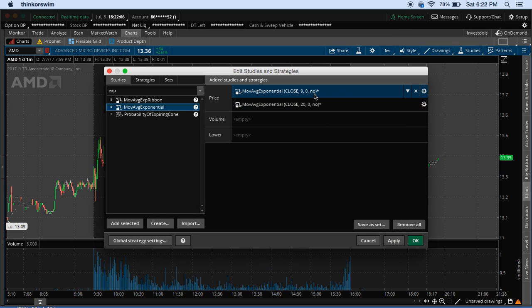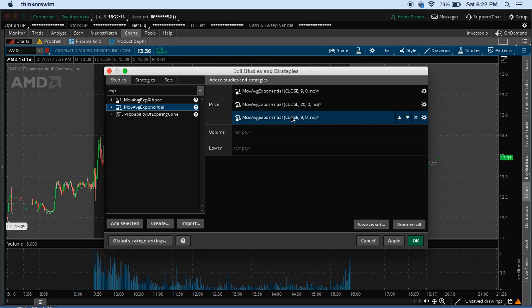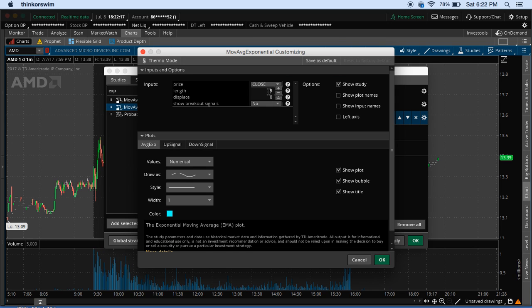And now it's going to be plotted once we hit apply. But we're not done yet. I want to go ahead and set up a few more moving averages. So I'm going to go ahead and double click. Now we're just going to go through this a couple more times. Now this one is going to be my 50-day, so I just punch in 50.